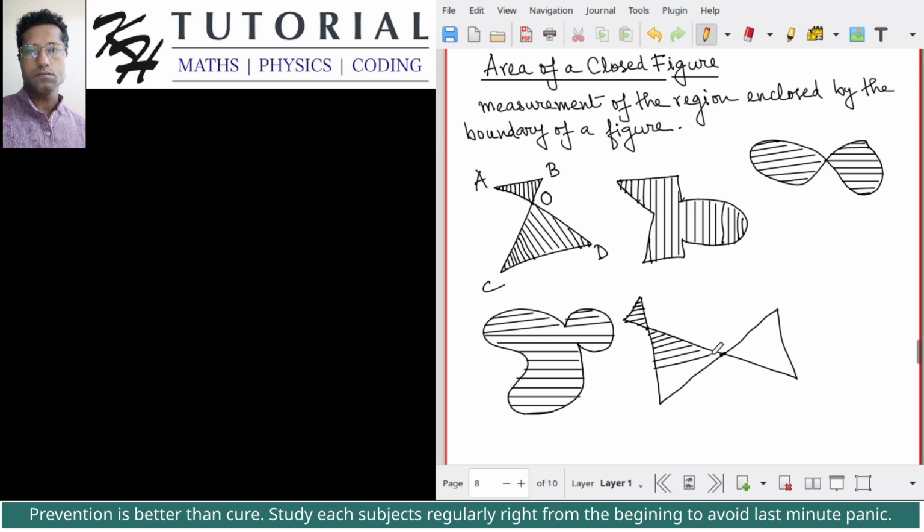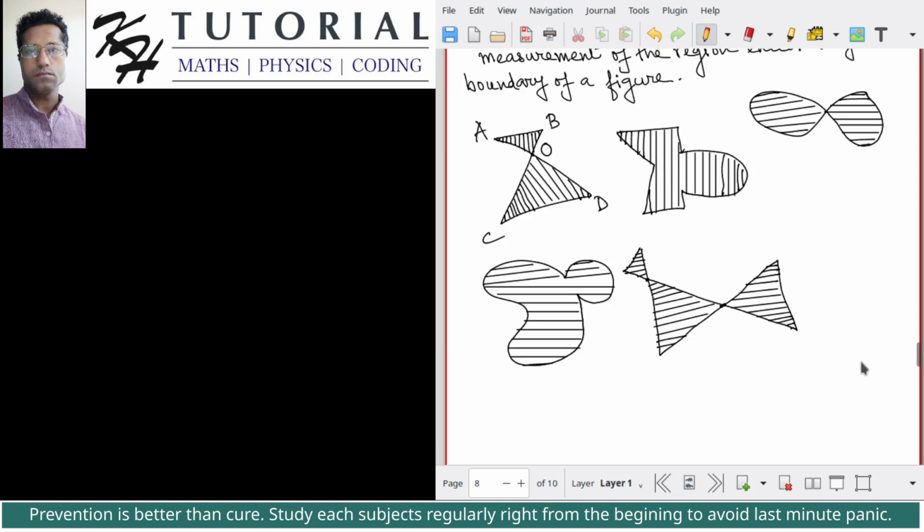I am explaining the area, illustrating and demonstrating with these examples just to give you the basic concept of what area is. That is, area is nothing but a measurement of the region enclosed by the boundary of a closed figure. So I am just trying to explain what is a region enclosed by the boundary of a closed figure. For this figure, this shaded area is the region enclosed by the boundary of this figure. I hope it is clear. Let me see if I can draw a few more examples.